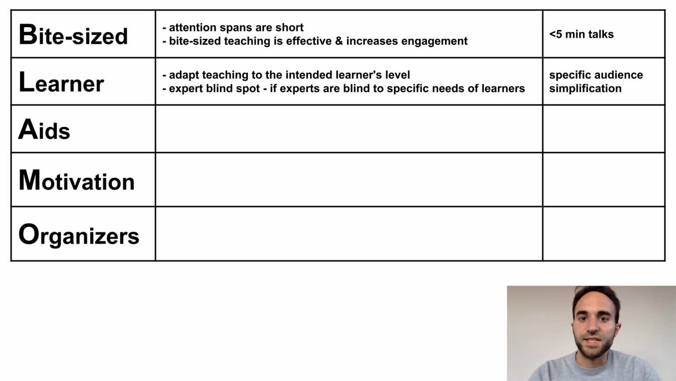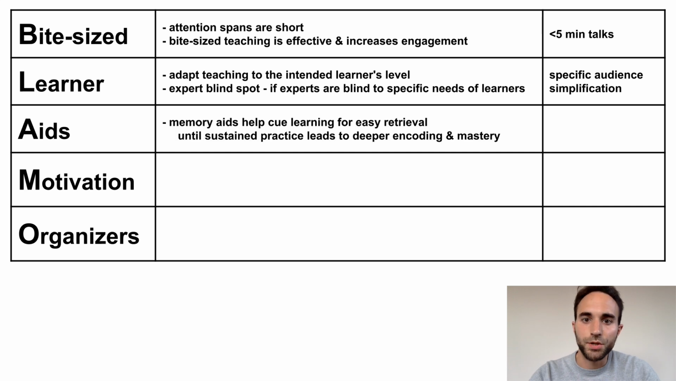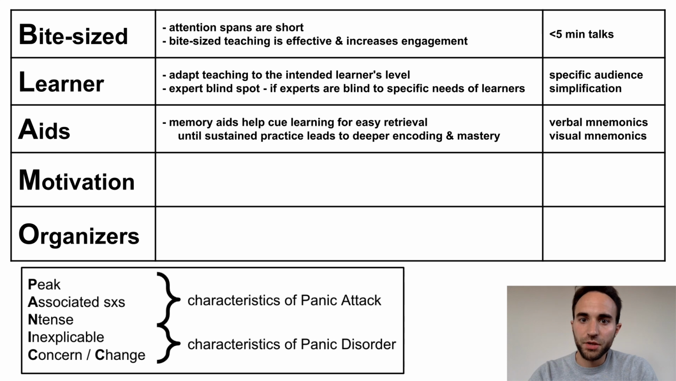The third principle is aids, which refers to the use of memory aids, often called mnemonic devices. Memory aids help learners to cue learned material for easier retrieval, until more sustained practice leads to deeper encoding of concepts and eventual mastery. Memory aids can take many forms, but in my talks, I mostly use verbal and visual mnemonics. One example of a verbal mnemonic is seen in my anxiety disorder diagnosis talk, where I use the verbal mnemonic panic to help learners more easily recall the characteristics of panic disorder.